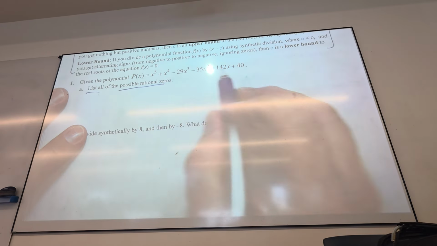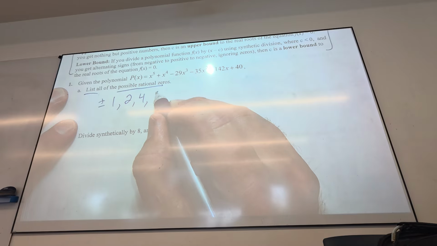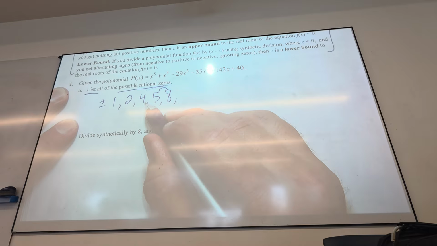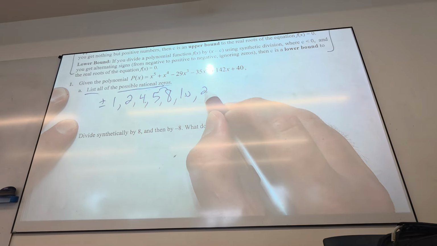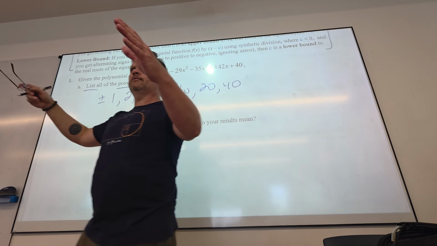What do we have? 1, 2, 4, 1, 2, 4, 5, 8. So now I've turned the corner. 10, 20, 40. All right, how we doing? That's a respectably large list, right? That's 1, 2, 3, 4, 5, 6, 7, 8, 16.